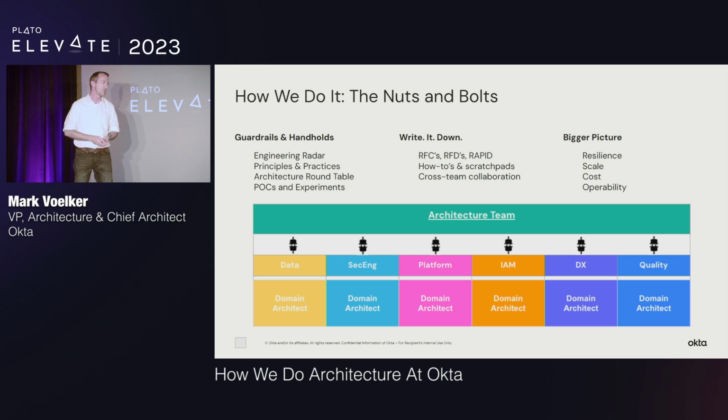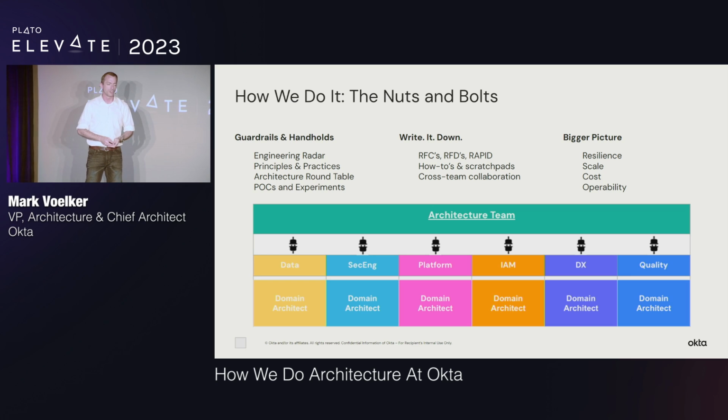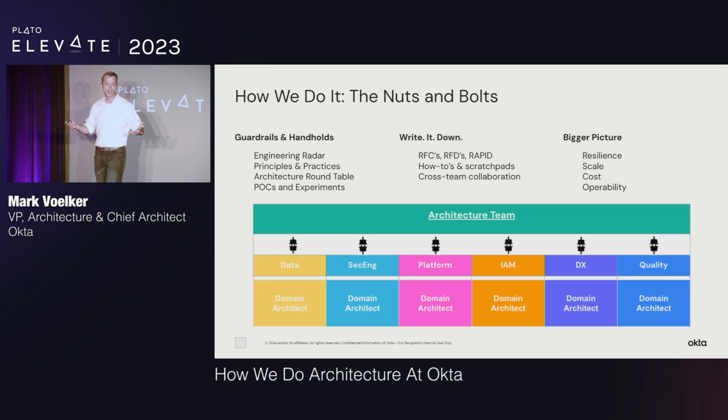For example, we have an engineering radar that tells us not only what technology we think is ready for production today, but also what we're moving away from and what we're experimenting with. And not just the technology, but also the principles and the practices that we use today, yesterday, and in the future.